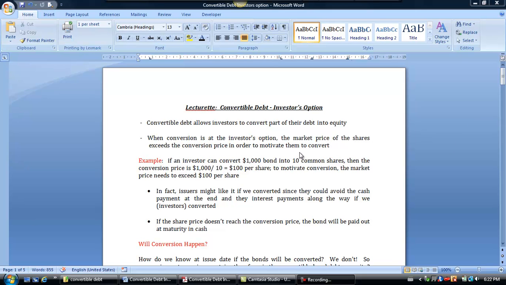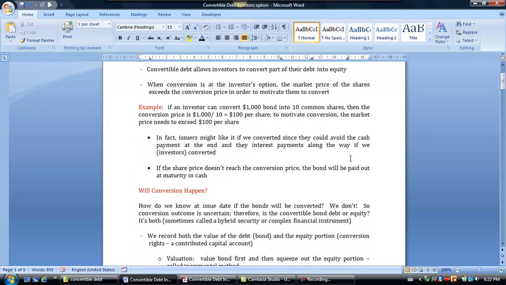When conversion is at the investor's option, the market price of the shares needs to exceed the conversion price in order to motivate them to convert, obviously. Otherwise, why would they convert? Say, for example, an investor has a $1,000 bond, and each $1,000 bond is convertible into 10 common shares. Then the conversion price is really $100 a share, right? The shares would have to be worth more than $100 in order to motivate the investor to convert.